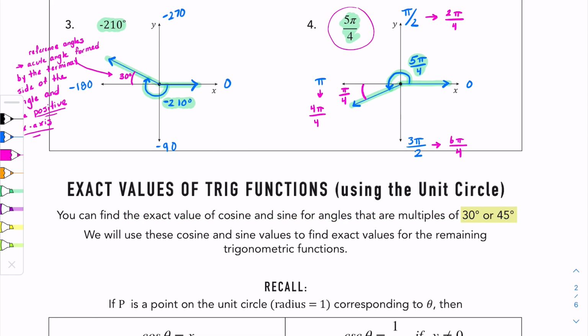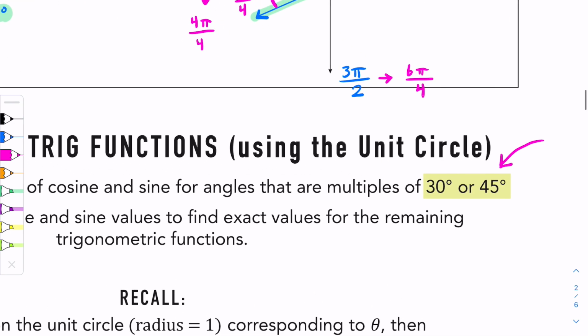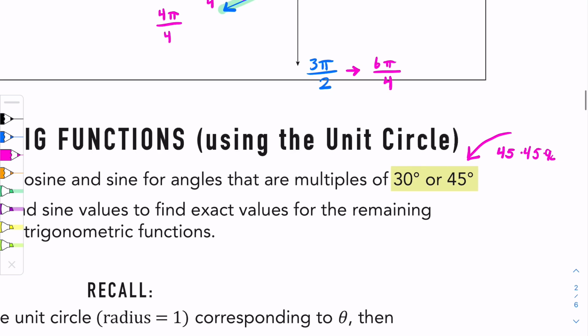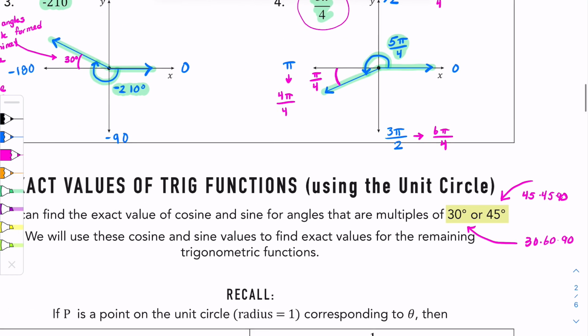To add a little note in here, if triangles or angles are multiples of 30 or 45, that means you're dealing with 45, 45, 90 triangles or 30, 60, 90 triangles. It says we will use these cosine and sine values to find exact values for the remaining trig functions.